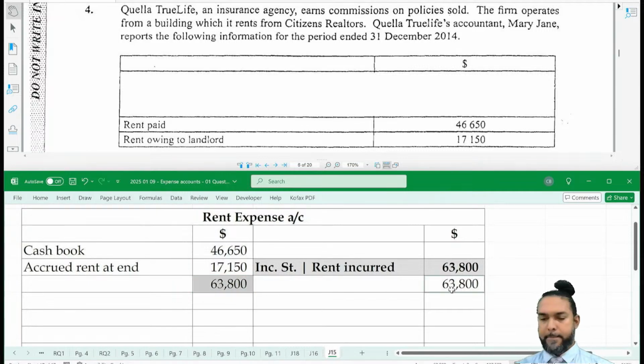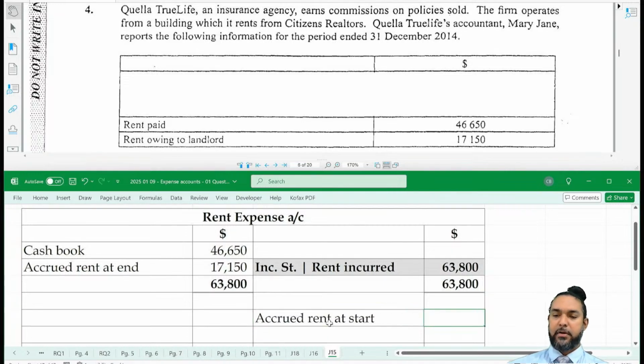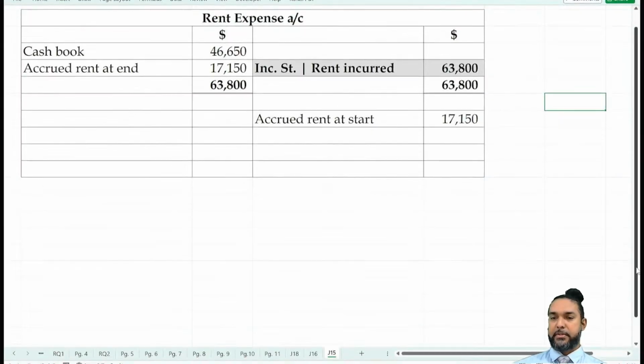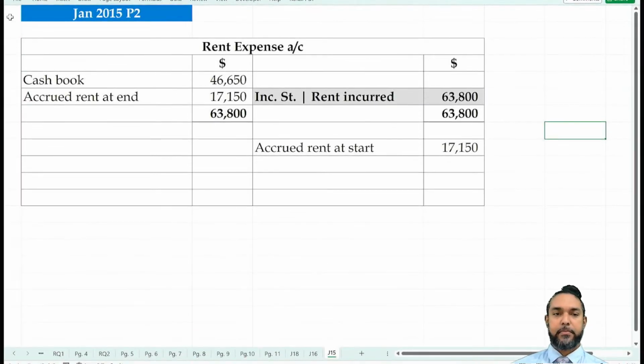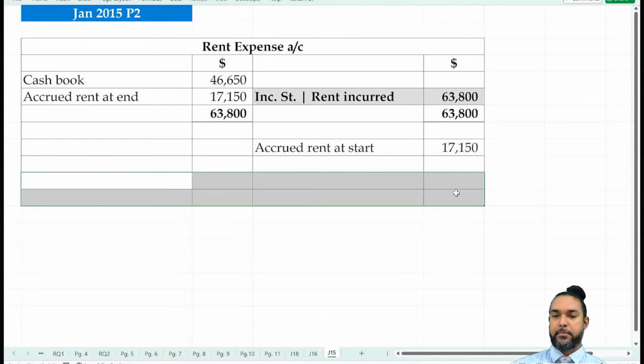And bring down the balance, right? So accrued rent at start of the following month or year, as the case may be. All right, cool. So what I want to do is I want to send this solution in the chat. Let's do that. Oh, I could take out some of those extra lines. Let's do that. All right, cool.